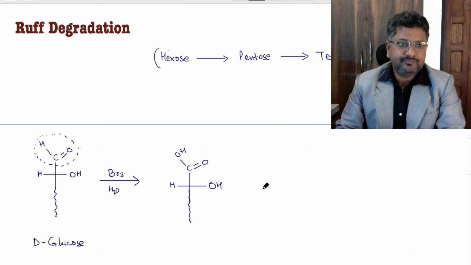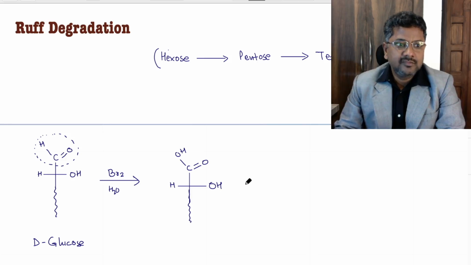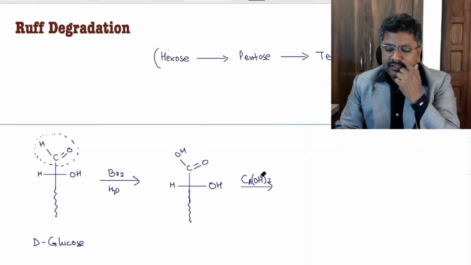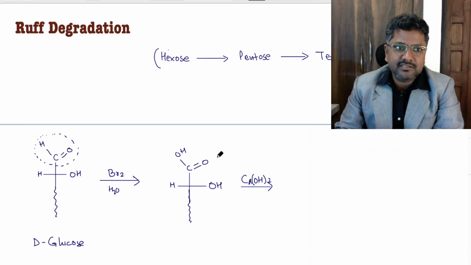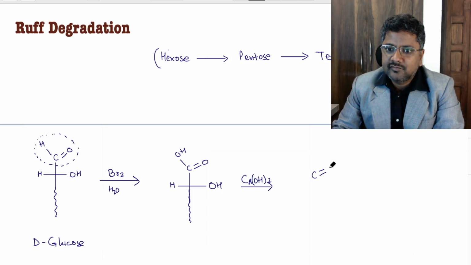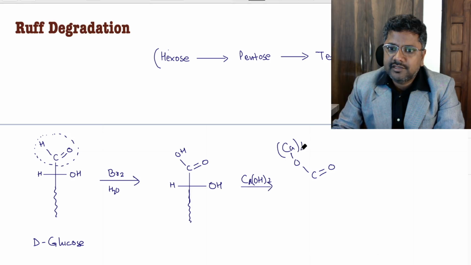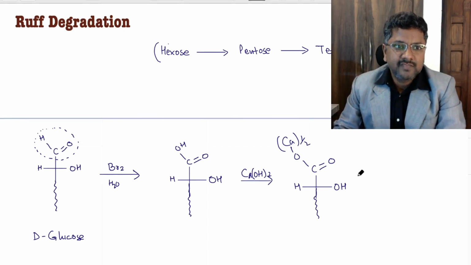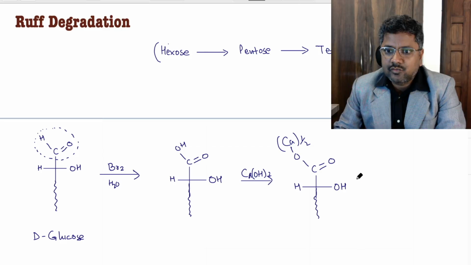After that, react this compound with calcium hydroxide. So this is a base and this is acid, so simple salt formation will take place. COO, Ca 1 by 2, like this. And now a very specific reagent, ferric sulfate and H2O2.